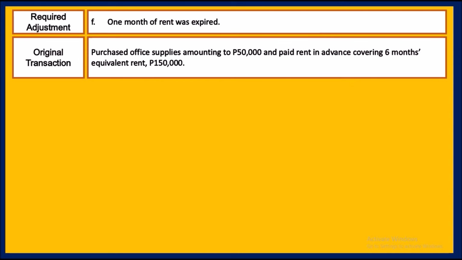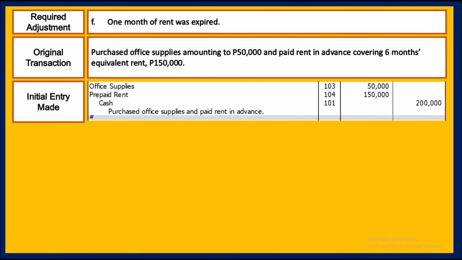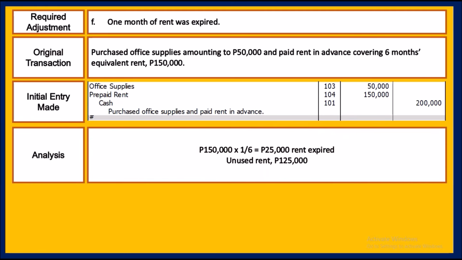Okay, we also have adjustment letter F. 1 month of rent was expired. Okay, so that roots from the same transaction and from the same entry. And then, ang analysis natin, syempre, ay 150,000 po yung rent natin good for 6 months. Nagamit na po natin yung isang buwan. So, 150,000 times 1 over 6 is 25,000 rent expired. Ang natira naman po nating rent na hindi pa nagagamit is 125,000.